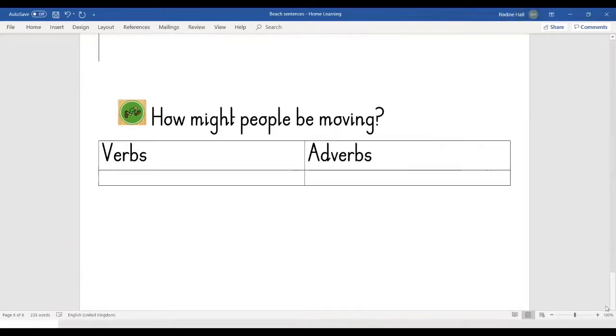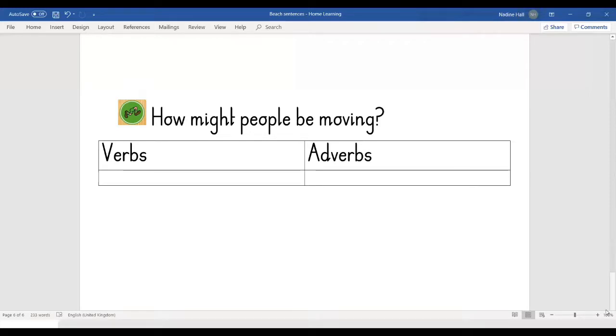Okay, last sentence. So this is a really nice one because we get to use verbs and adverbs in this. Now, verbs are those action words, doing words, how we move and how we are and what we do with ourselves. So it's things like sit, stand, jump, hop, all those kind of movement words. But then the adverbs tell us how we're doing the action.